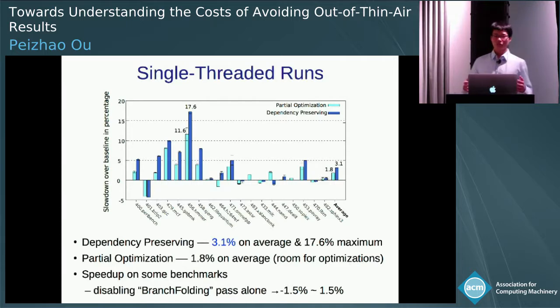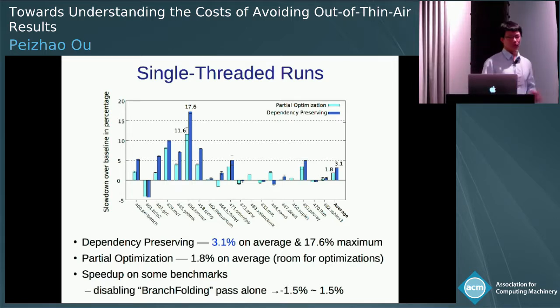Now, the reason why we ran single-threaded benchmarks is the following. Although out-of-thin-air executions only apply in a multi-threaded context, our approach would incur overheads on both single-threaded and multi-threaded benchmark programs. As a result, single-threaded programs likely represent the worst case. The reason is that in a single-threaded scenario, the memory bandwidth is not utilized by any other cores, and the instructions that we added to preserve dependencies are generally not memory operations. So these added instructions, in the end, would have a relatively higher cost.